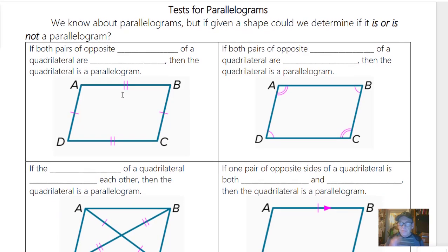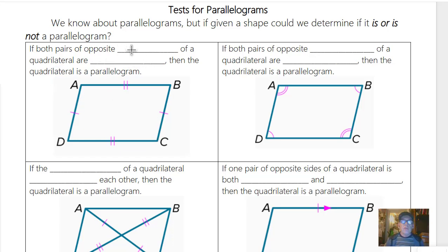Okay, so if we have a parallelogram, opposite sides are going to be congruent. If we have a parallelogram, opposite angles are going to be congruent. If we have a parallelogram, diagonals are going to bisect. Or one pair of sides is going to be both opposite and parallel. Those are the tests we have to see if we have a parallelogram. So let's fill this in.